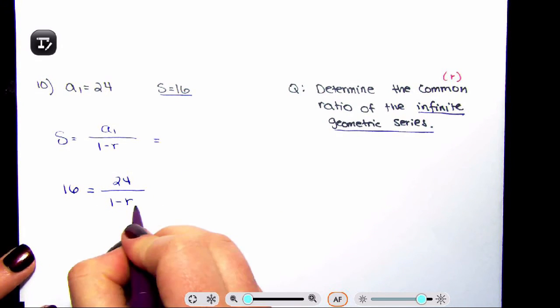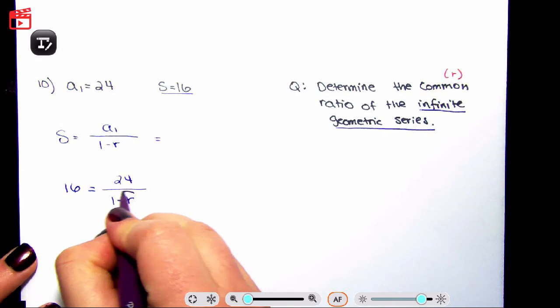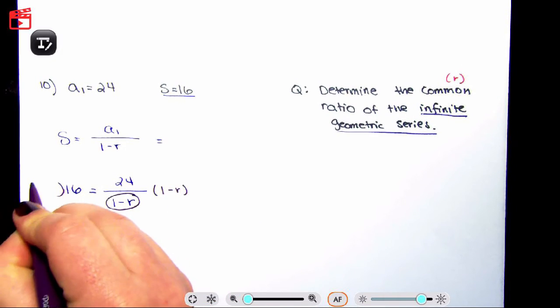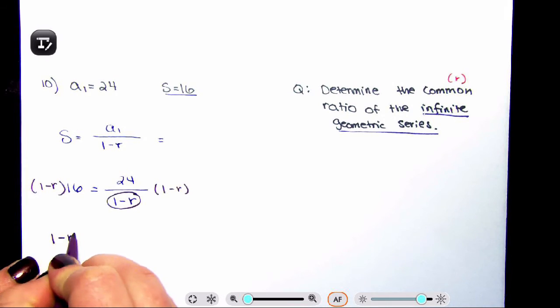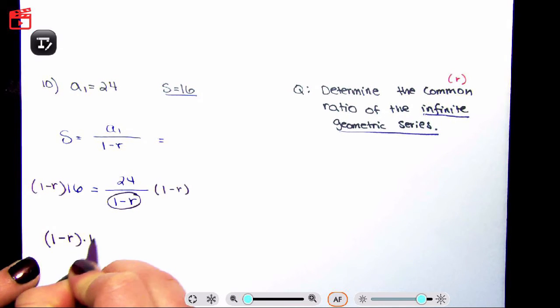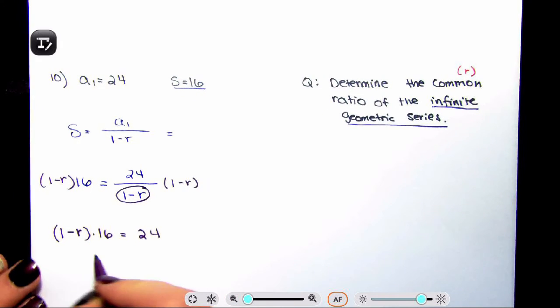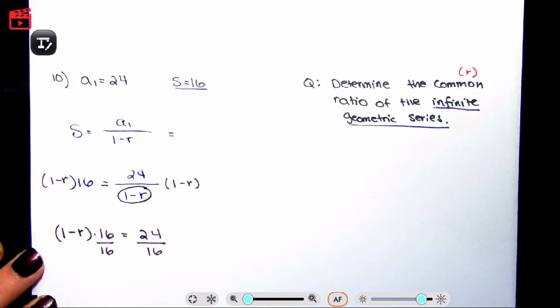So what do we do? In this case, you have 2 options. Option number 1 is take the entire denominator and multiply by the entire denominator, both sides. So you're left with 1 minus r in parentheses times 16 is equal to 24. That is option number 1. After that, you get to divide by 16. Don't distribute. Your objective is to get r by itself.